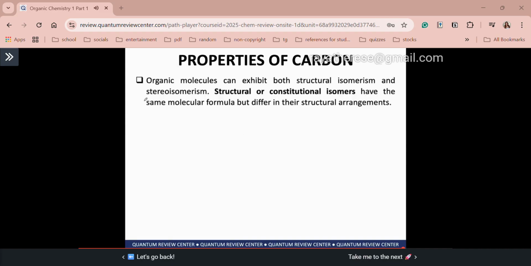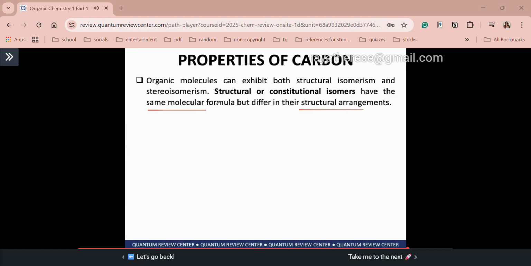Lastly, class, your organic molecules can exhibit both structural and stereoisomerism. So for our discussion here, let's just focus first on your structural or constitutional isomerism. Sir, are these similar terms? Yes. Okay, here, for structural or constitutional isomers, class, read the slides. Our keyword here: same molecular formula, but their stark difference is in their structural arrangements.